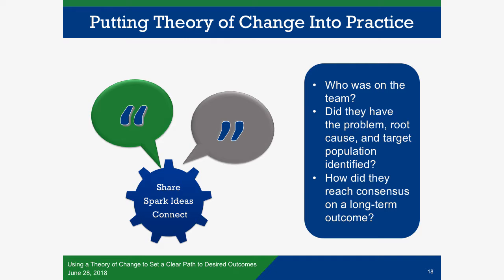Thanks, Mary Jane. Now we're going to talk with James Coloma, who's the liaison with the Center for States. James, can you talk to us a little bit about your experiences with gathering information needed on the problem, root cause, and target population, and identifying a long-term outcome in your work with jurisdictions? Talk a little bit about the practice.